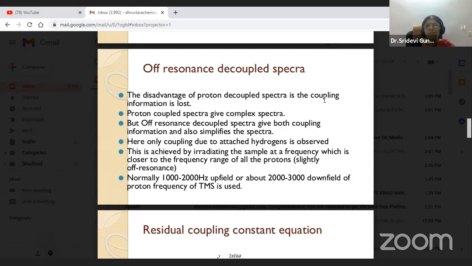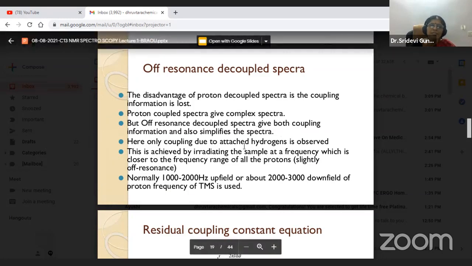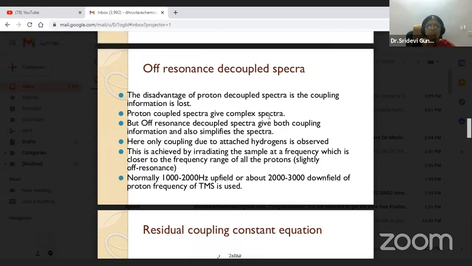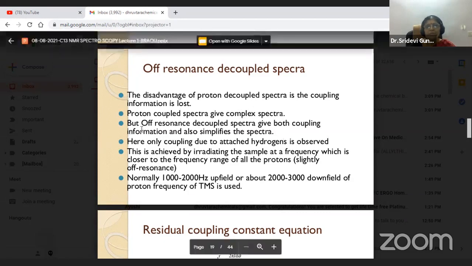and hydrogen. So you will not be able to identify which is the CH3 signal, which is the CH2 signal, which is the CH signal, which is the quaternary carbon signal. So some of the information is lost there. So what is the disadvantage in broadband decoupled spectra? The coupling information is lost. Whereas proton coupled spectra give complex spectra. So this is one disadvantage here, and this is another disadvantage here. That is overcome in off-resonance decoupled spectra.